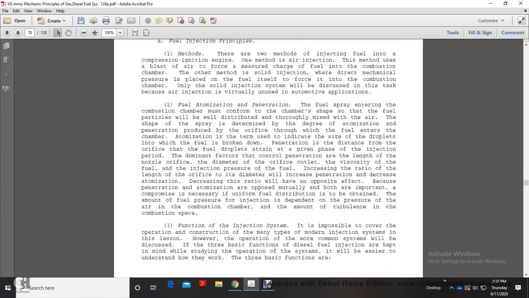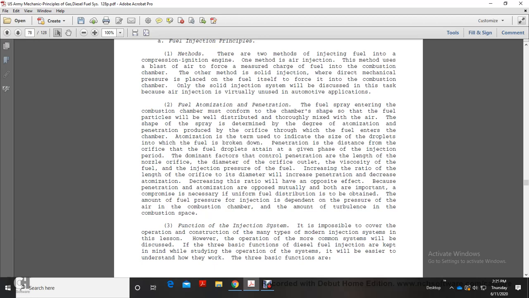Fuel atomization and penetration. The fuel spray entering the combustion chamber must conform with the chamber shape so that the fuel particles will be distributed thoroughly and mixed with the air. The shape of the spray will determine the degree of atomization and penetration produced by the orifice through which the fuel enters the chamber. Atomization is the term that indicates the size of the droplets into which the fuel is broken down. Penetration is the distance from the orifice that the fuel droplets attain in a given phase of the injection period.